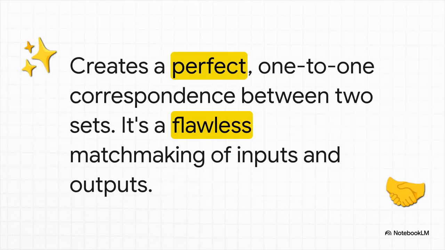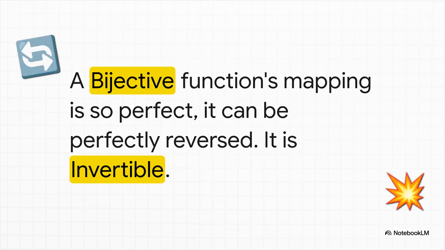A bijective function is basically a perfect matchmaker. Every input has its own unique output, and every single possible output is claimed by an input. There are no leftovers on either side. It is a flawless, perfect one-to-one correspondence between the two groups. And this perfect pairing unlocks the ultimate superpower. Because that mapping is so perfect, so unambiguous, it means you can run the whole thing backwards. A bijective function is invertible.